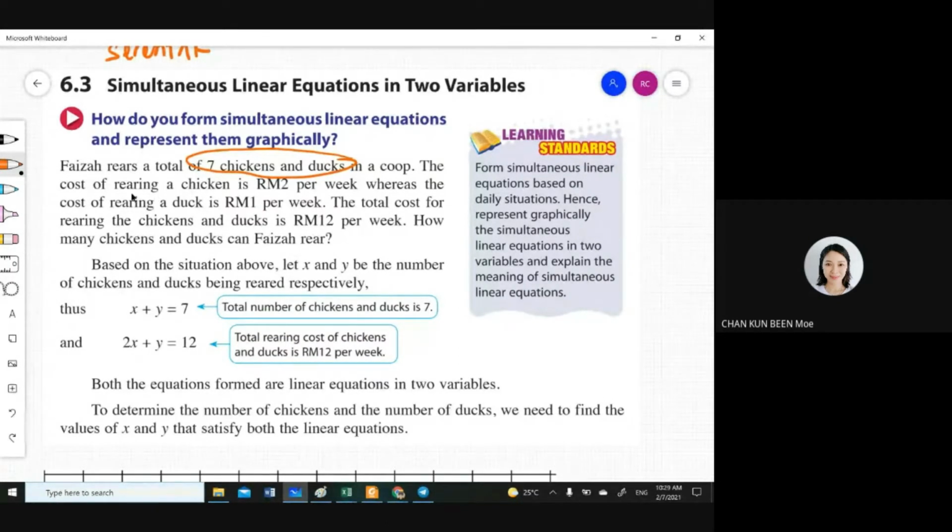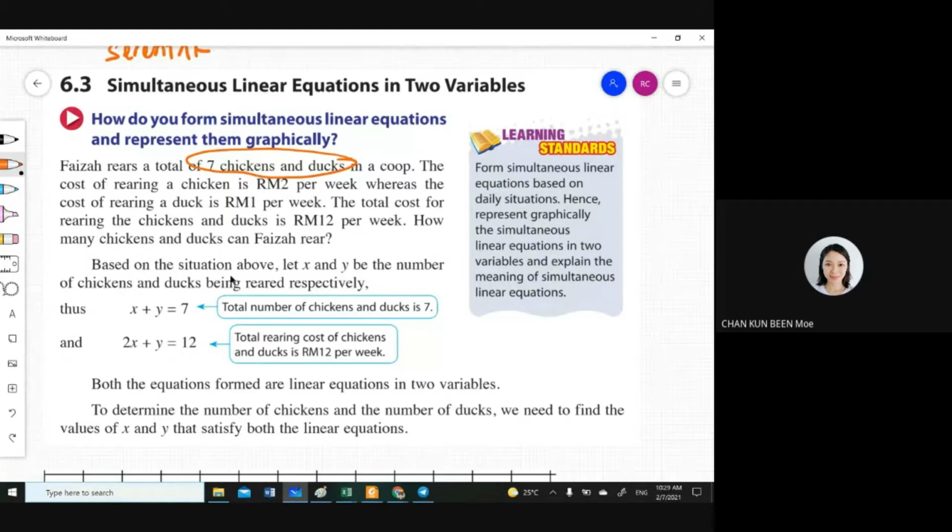Okay. So over here, the cost of rearing a chicken is 2 ringgit per week. They have to feed the chicken. They have to feed the duck. The cost of rearing a duck is 1 ringgit per week. And then the total cost of rearing them is 12 ringgit per week. So how many chicken and duck can Faiza rear?